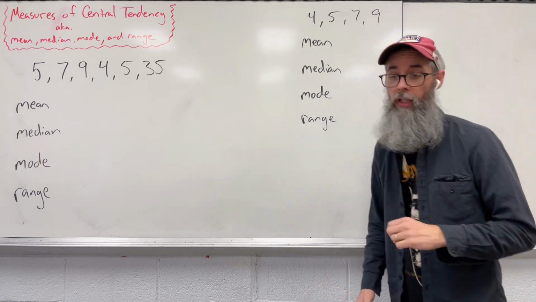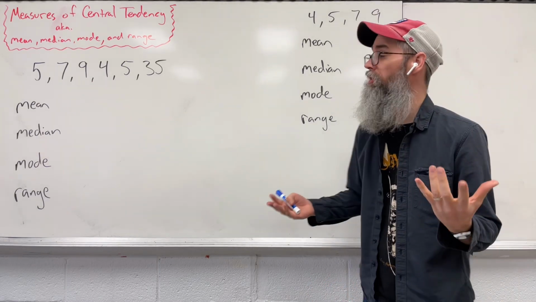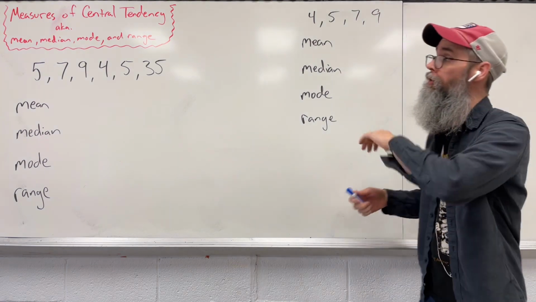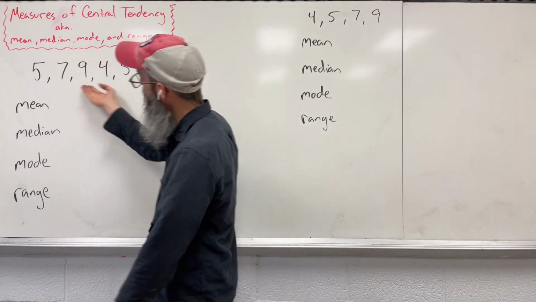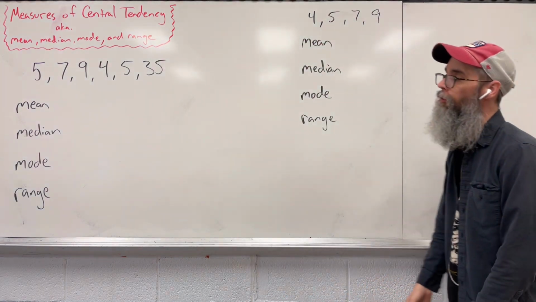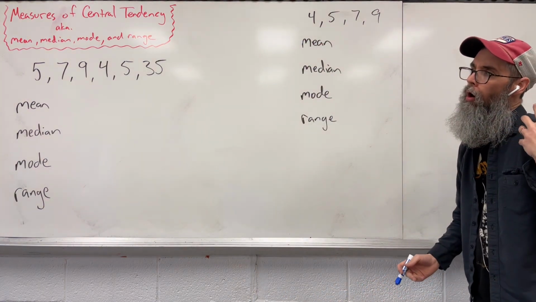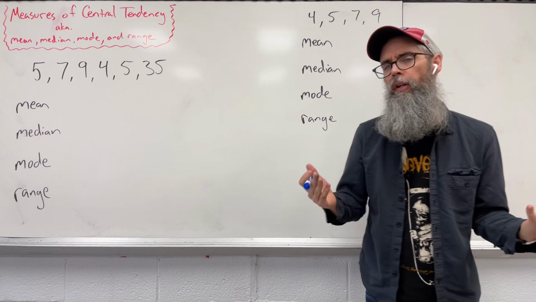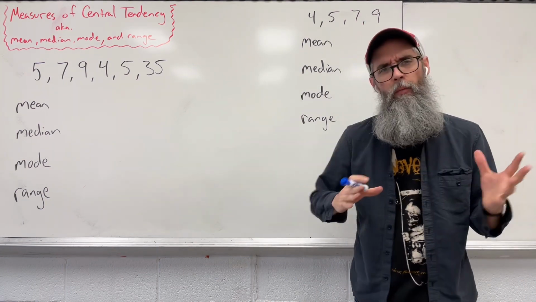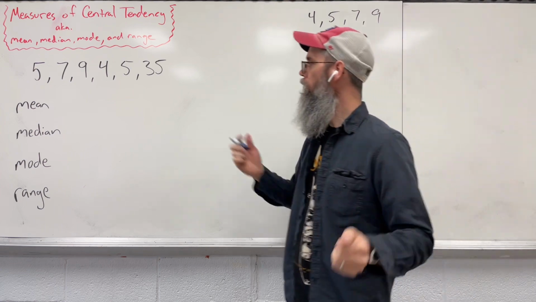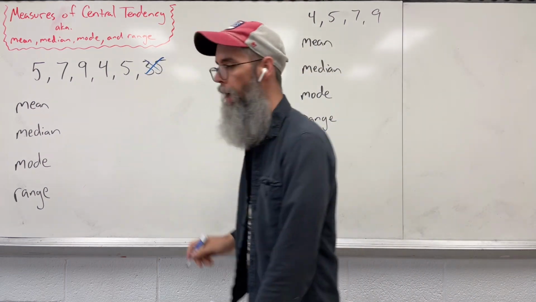Hi, today we're going to take a look at measures of central tendency, which is essentially mean, median, mode, and range. Okay, so we have a set of numbers: 5, 7, 9, 4, 5, 35. And right from the beginning, when I look at this, I go, what is 35 doing there? It's such an odd number that it's so far off. You know what? Let's forget about it.